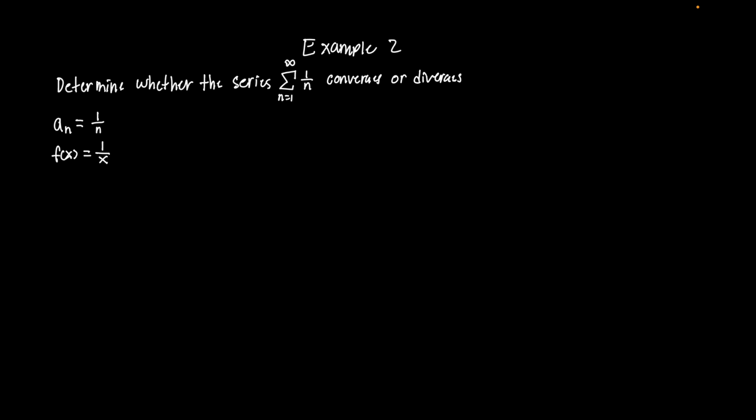Now, let's check the conditions. Is 1 over x continuous? So, kind of like the last example, this is continuous for all x that doesn't equal 0. So luckily, we don't have to deal with 0. We only need to worry about from 1 to infinity, so we can put a check. So it is continuous.